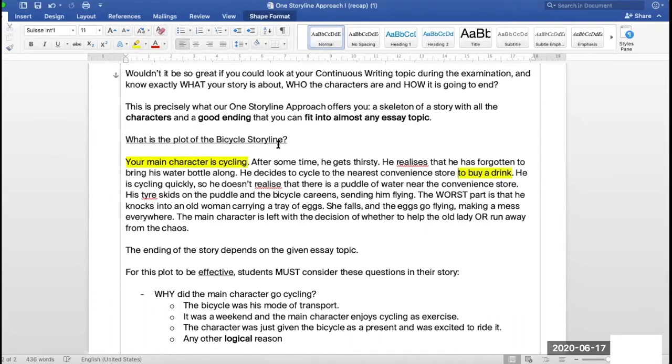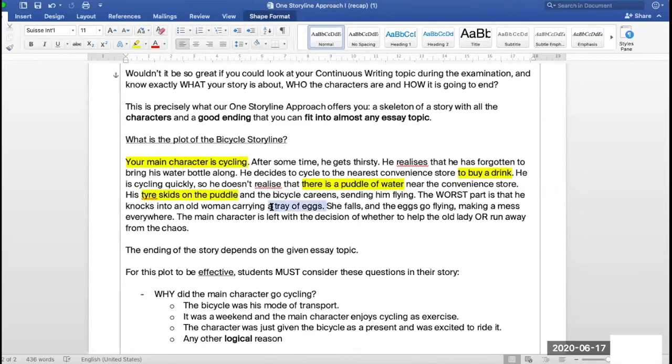Because he's cycling very quickly, he doesn't realize that there is a puddle of water near the convenience store. Regarding this, you can change it. It can be a pothole. It can also be a stray dog or stray cat, and then how you try to avoid the animal, and by doing so, you hit into the old lady. If you choose the puddle of water, then the tire would skid on the puddle and the bicycle would careen, go off course, and then he would fly and hit into the old lady.